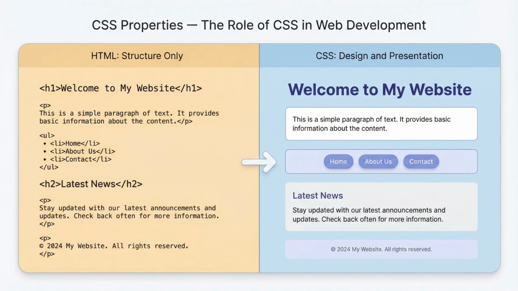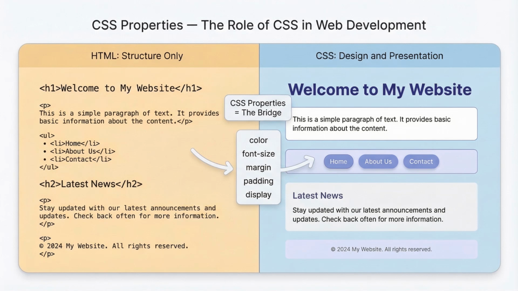Shifting to a CSS fundamentals discussion, the instructor explains the fundamental division of responsibility in web development. HTML is responsible purely for structure. It defines what elements exist on the page. CSS, on the other hand, handles all the visual design, colors, spacing, fonts, layout, and everything you see aesthetically. You cannot do meaningful design work with HTML alone.